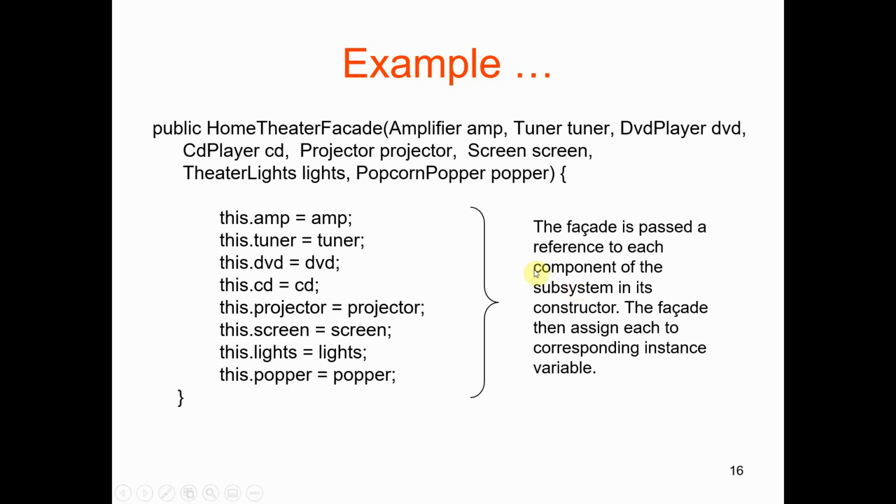Then the facade is passed a reference to each component. You pass them in its constructor, and then assign each to the corresponding instance variable. This is how the facade is able to forward the request, because the facade already holds a reference to each class in the subsystem.